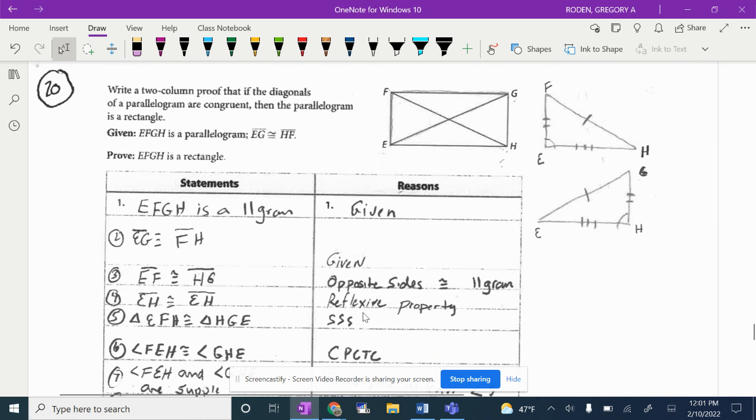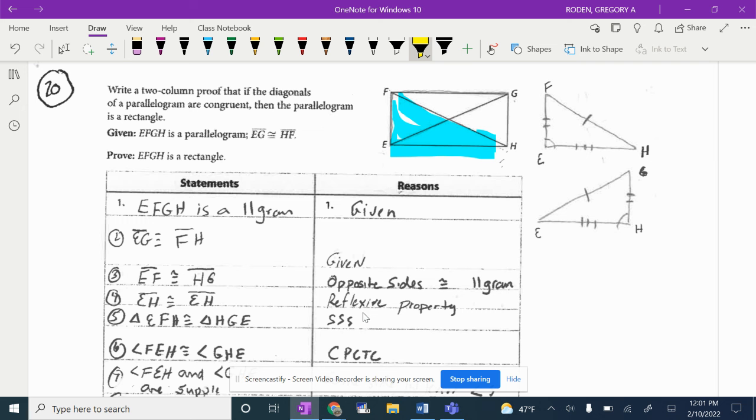So we have this proof, and what I did is I broke this rectangle up into two congruent triangles. The two congruent triangles that I want to look at are the crisscrossing ones. I want to look at this one right here, and I pulled them apart. And I want to look at this one right here, the ones that are crisscrossing.